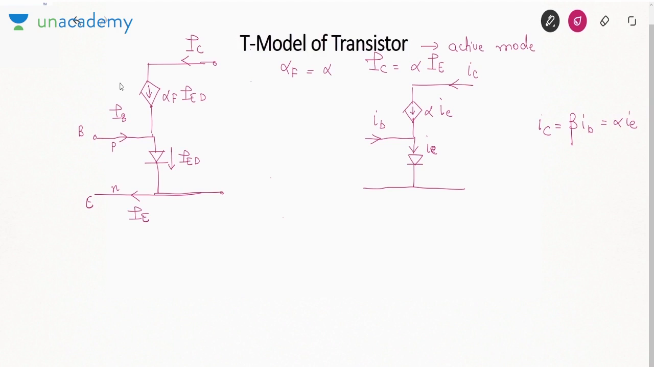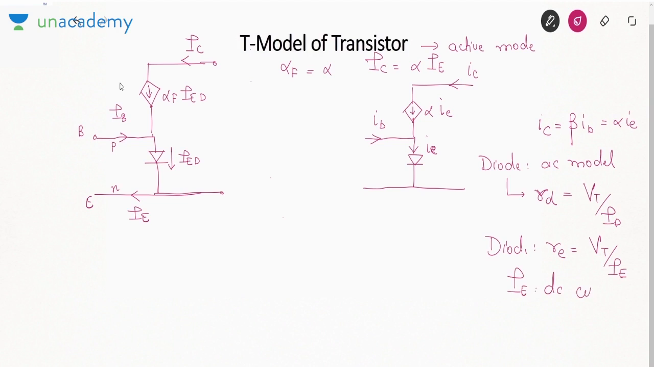And remember, when we studied the AC model of diode, the diode is replaced by diode resistance rd, where rd was VT over ID. But here the diode current is emitter current, so this diode is replaced by re, where re is VT by IE. This IE is DC current. I introduced this re resistance in the initial lectures when I was talking about common emitter configuration. I told you that the emitter base junction can be modeled as a resistance, which is called the input resistance re. So how will this model look? This diode is replaced by a resistance re. This is the current, I can write it as beta ib or alpha ie.